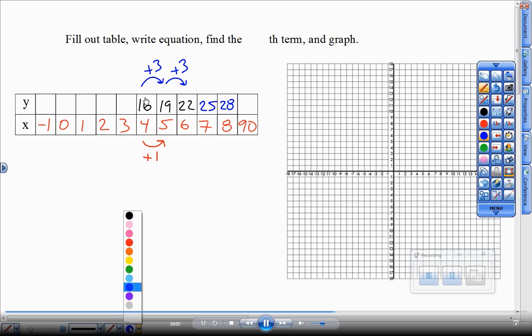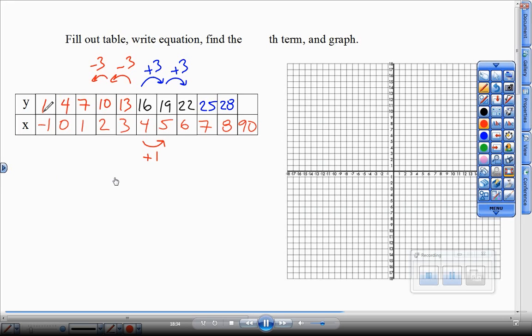Going to the left, 16 minus 3 is 13. 13 minus 3 is 10. 10 minus 3 is 7. 7 minus 3 is 4. Going to the left. So 16 minus 3, 13. 13 minus 3 is 10. 10 minus 3 is 7. 7 minus 3 is 4. And then 4 minus 3 is 1.